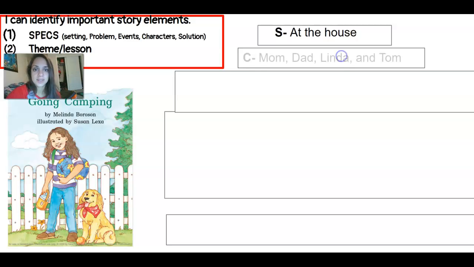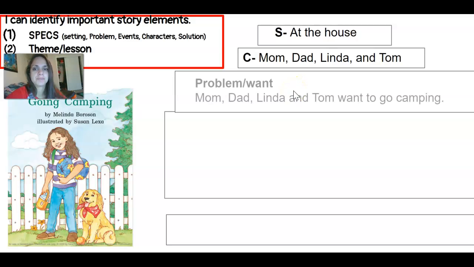Let's check your thinking. Mom, Dad, Linda, and Tom. Now remember, third graders always use the characters' names when identifying story elements or retelling the text. So we're going to use those characters' names. What do the characters want? Mom, Dad, Linda, and Tom want to go camping.